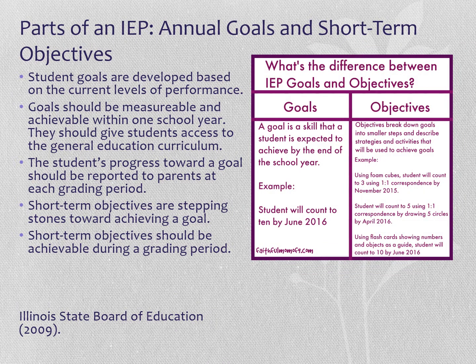Now we will cover important parts of the IEP. One important piece is the student's annual goals and short-term objectives. The student's annual goals are developed based on their current levels of performance taken from the PLAF. Like most goals, these goals should be measurable and something the student can achieve within one academic year. The goals should also be inclusive in that they give students access to the general education curriculum.